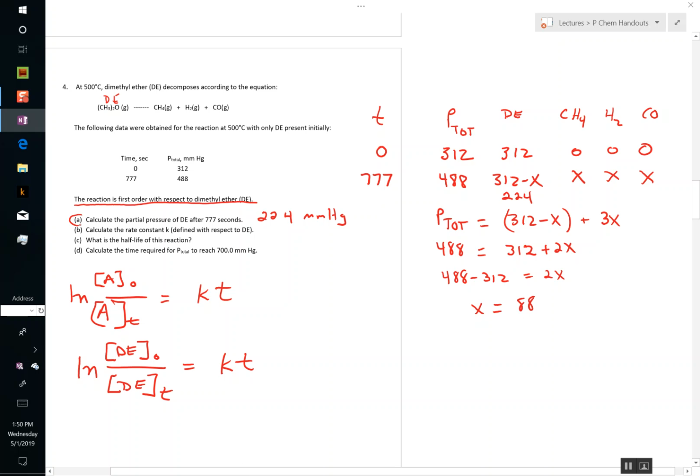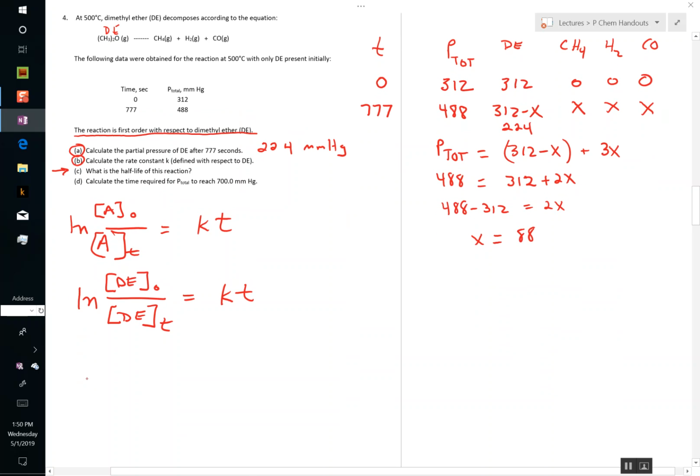So that knocks off A, that knocks off B. And then hunt for the expression for the half-life for a first order reaction. Did anyone calculate k? The time is 777. It took me a second or two. I got 4.26 times 10 to the minus 4. Then I tried to do it a different way.